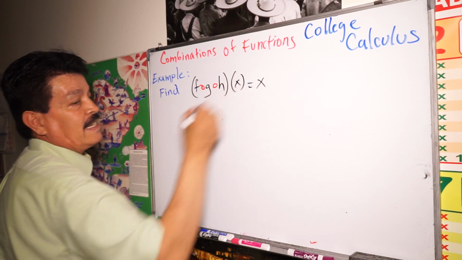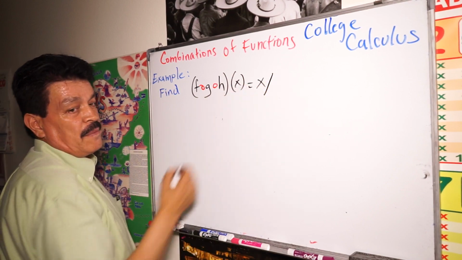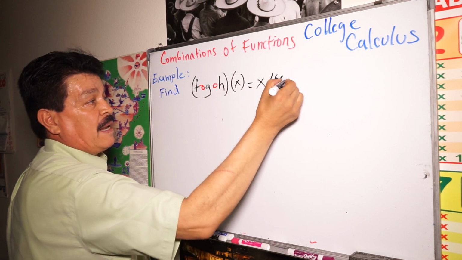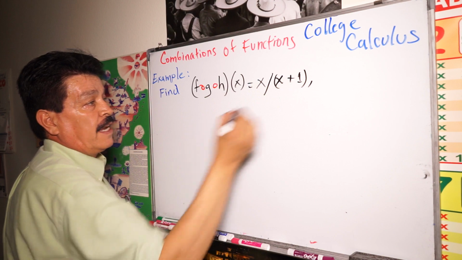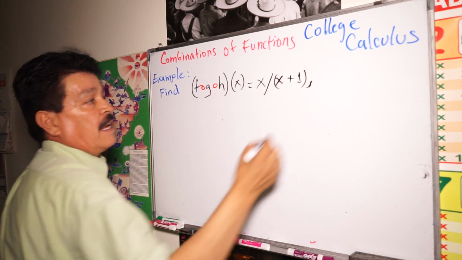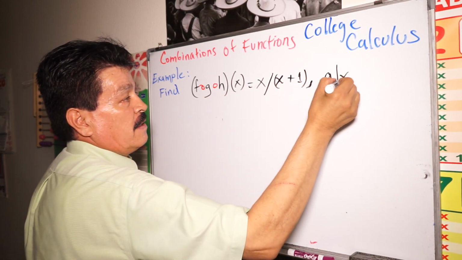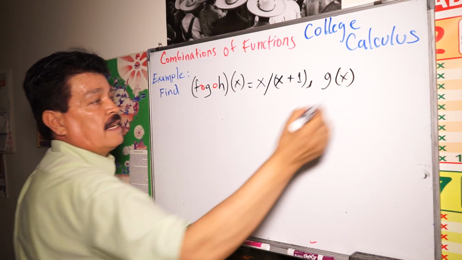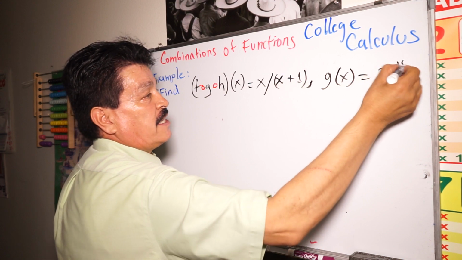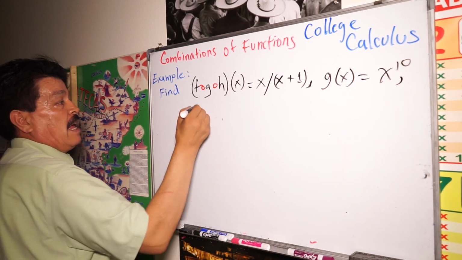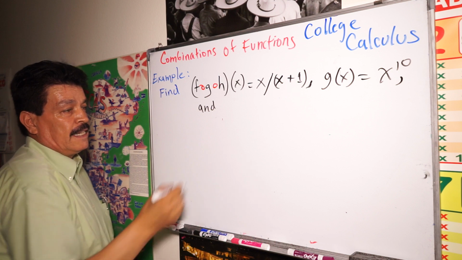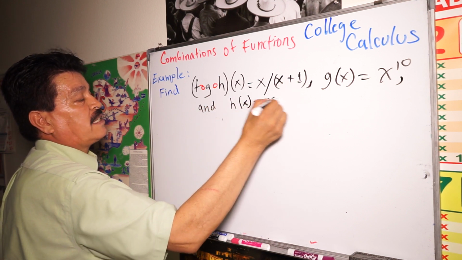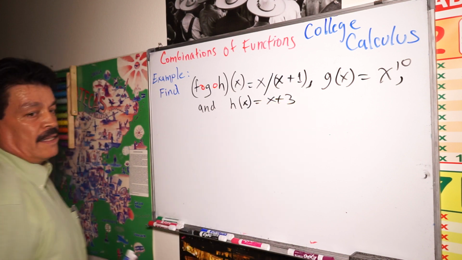f of x equals x divided by x plus 1, and then g of x is going to be x to the 10th power, and h of x equals x plus 3. That's our problem.